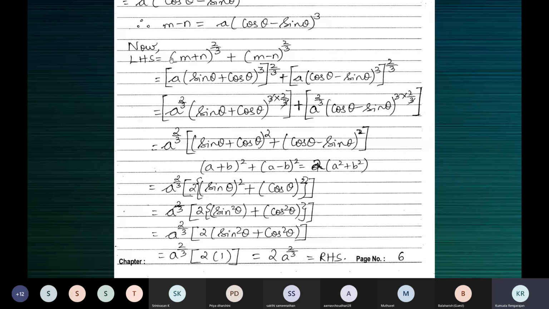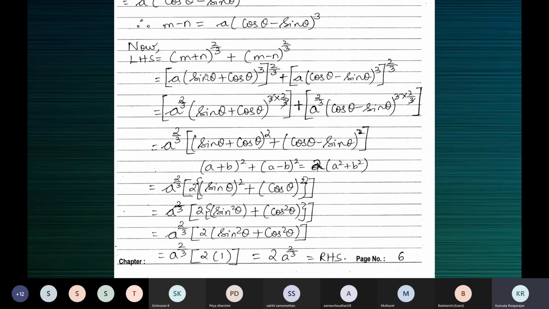See here, whatever is the answer for m plus n, write everything, enclose that in a bracket, whole power 2 by 3. Plus, this is the result for m minus n from here to here. Enclose that in a bracket. Whatever answer you have got for m minus n, write it and enclose it in a bracket, and raise it to the power 2 by 3.